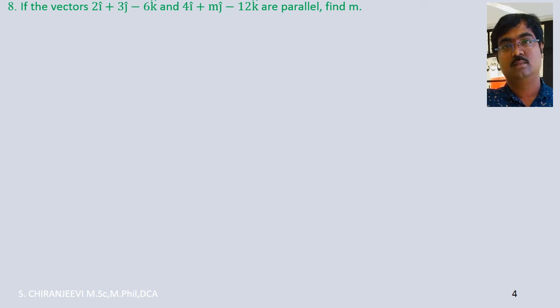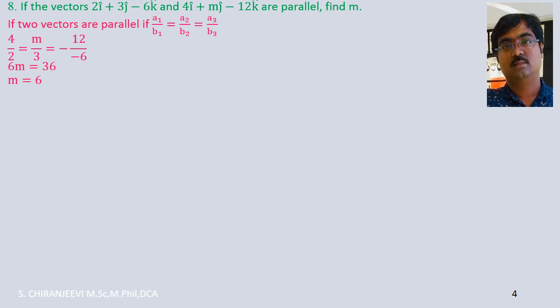Next one, the vectors 2i plus 3j minus 6k and 4i minus mj minus 12k are parallel. Find m. So if two vectors are parallel, a1 by b1 equal to a2 by b2 equal to a3 by b3. Now substituting the values, 4 by 2 equal to m by 3 equal to minus 12 by minus 6. So it will be 6m equal to 36, m equal to 6.